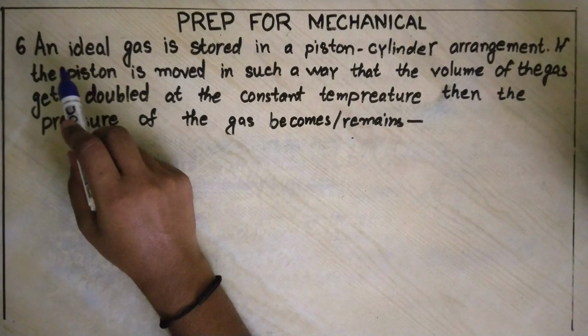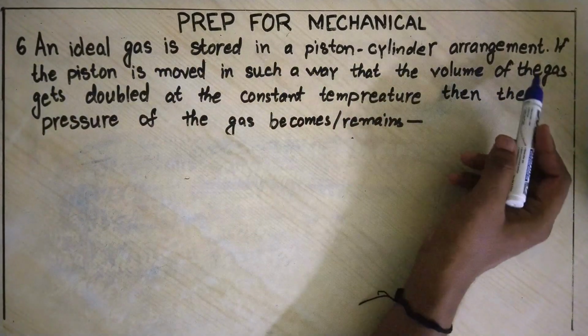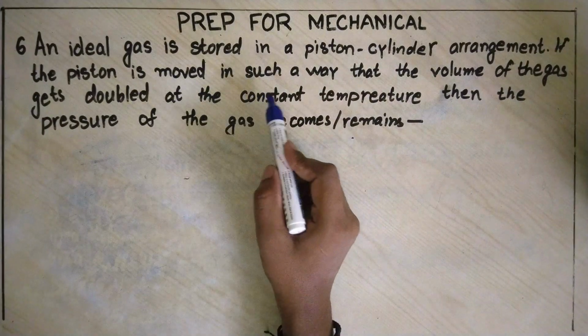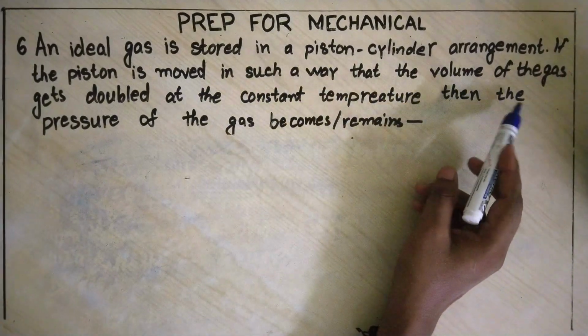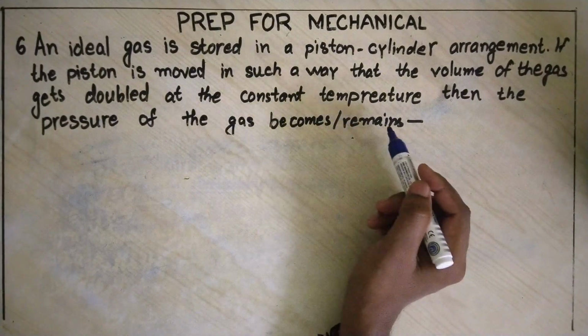Our sixth question is: an ideal gas is stored in a piston cylinder arrangement. If the piston is moved in such a way that the volume of the gas gets doubled at constant temperature, then the pressure of the gas becomes or remains.